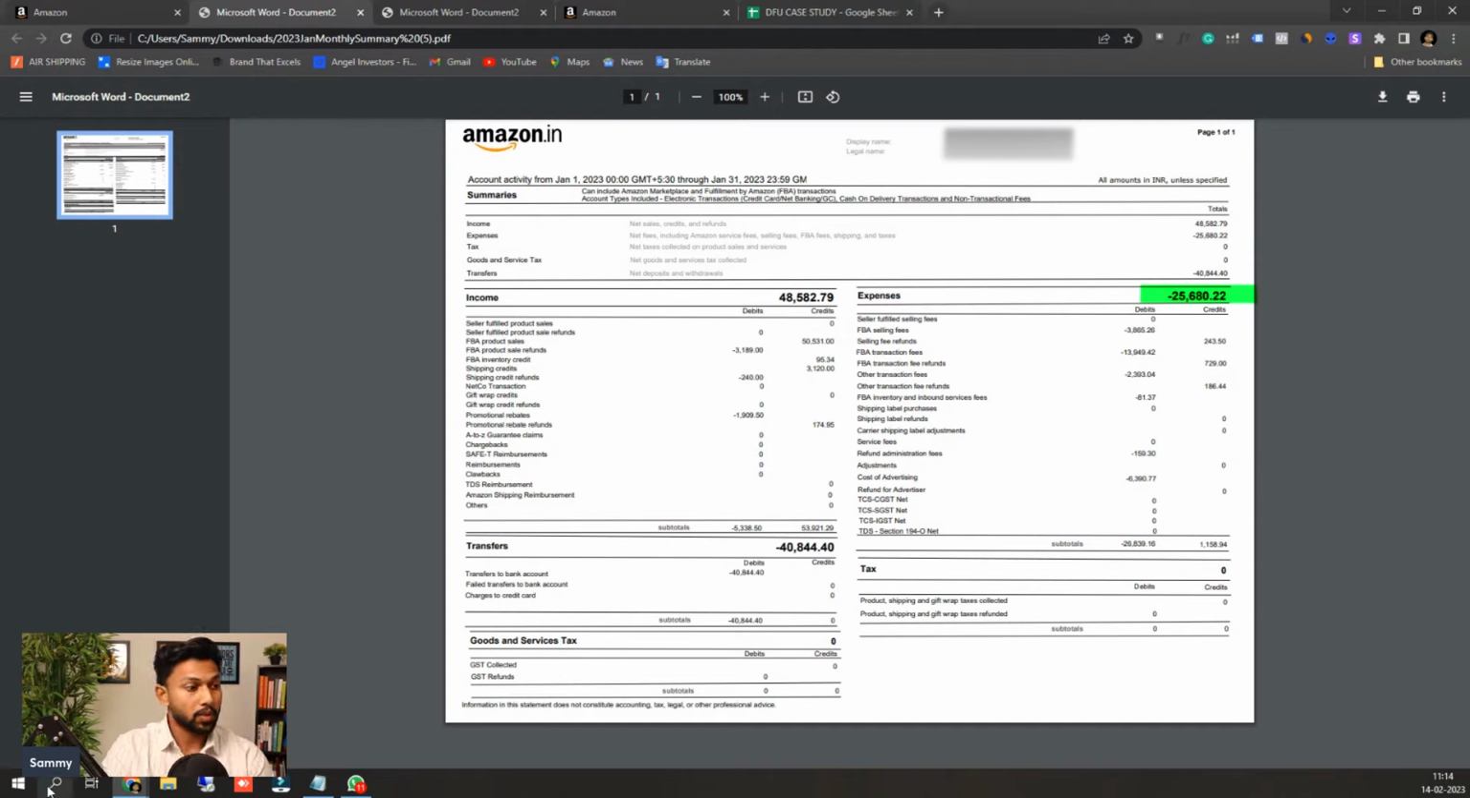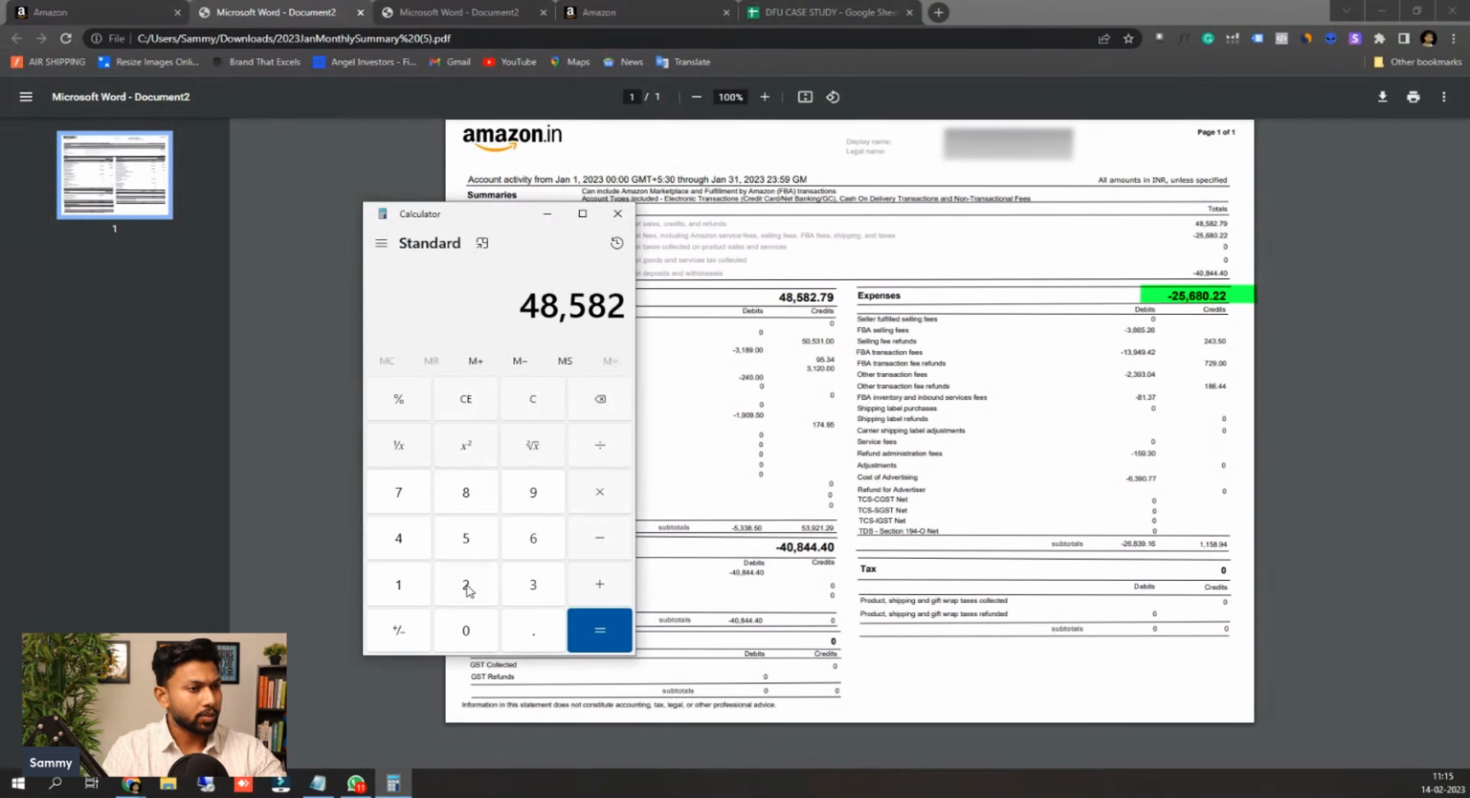So if I just show you the calculation here, let me open the calculator. Okay, so it is 48,582 minus 25,680, that equals 22,902. Now we have to subtract the cost of goods.